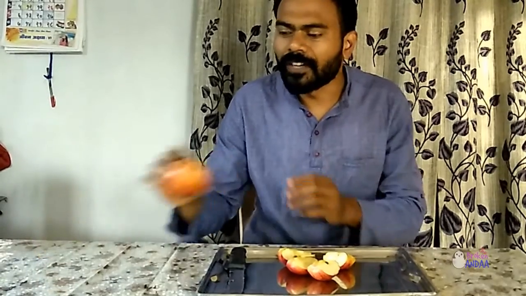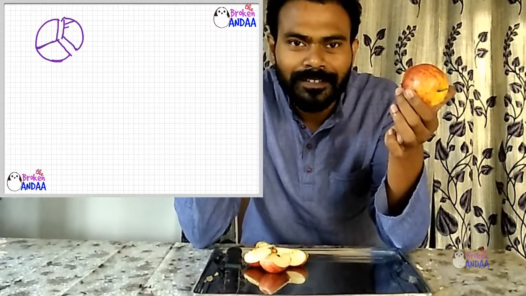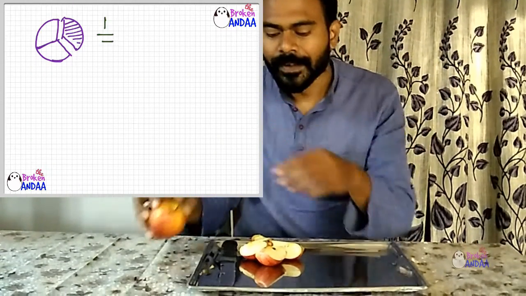Okay, so now you have studied what a fraction is, right? So let's say this is one apple with us and there are 3 people who want to eat this, right? So what I'm going to do, I will make 3 equal pieces of it, and only one piece of it will be called 1/3, 1 by 3.